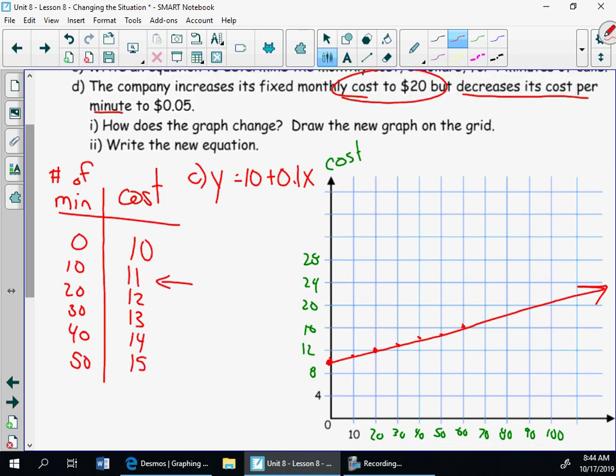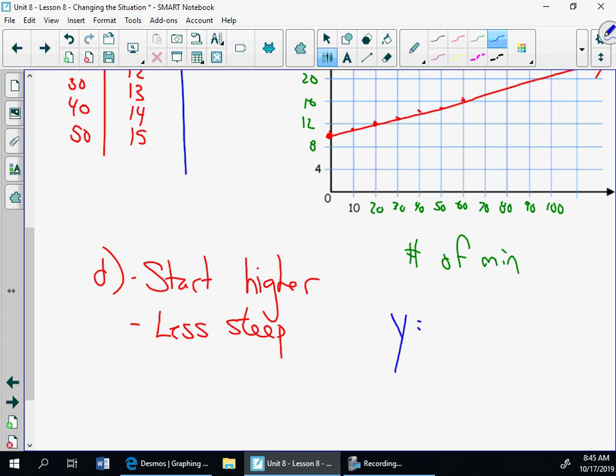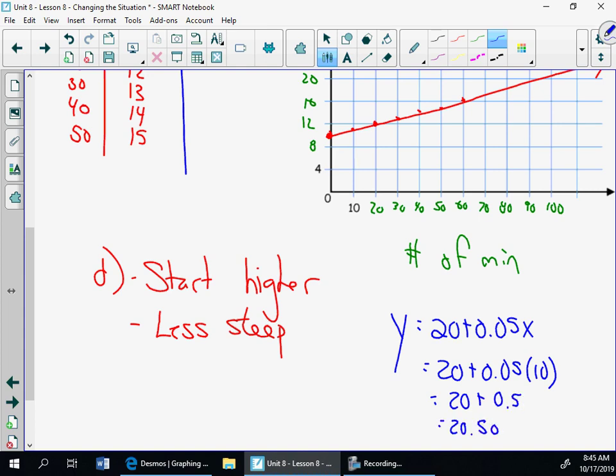Okay, what do we got to do here? Well, I think it kind of makes sense to just add another column to our table here. Cost. Okay, 0 minutes is now going to cost 20 bucks. Okay, I need to find out what happens for 10 minutes. Let's use our equation. Let's make an equation. 20 plus 0.05x. What happens if I have 10 minutes? 20 plus 50 cents. So it's 20.50.